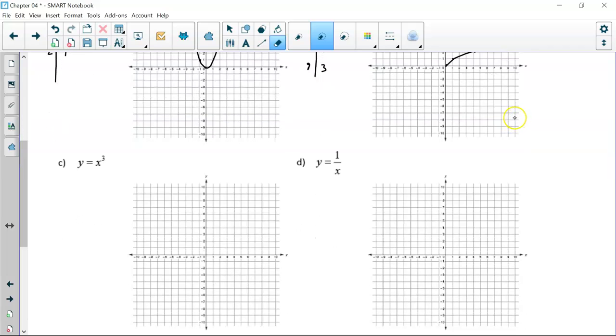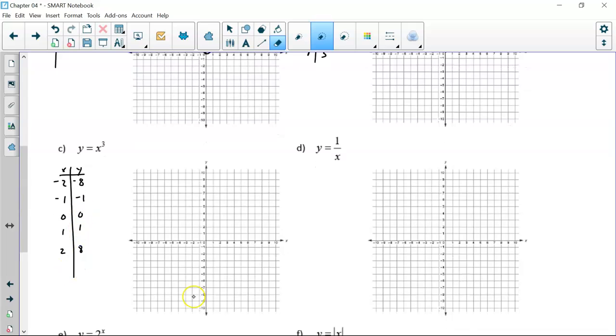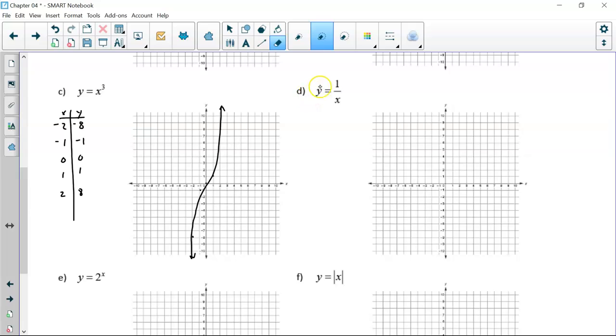For a cubic, x and y, we can cube any number we want to. So we'll have -2, -1, 0, 1, and 2. When we cube -2, we get -8, then -1, 0, 1, and 8. So (-2, -8), (-1, -1), (0, 0), (1, 1), and (2, 8). So our cubic looks like that. That's the shape of a cubic function.